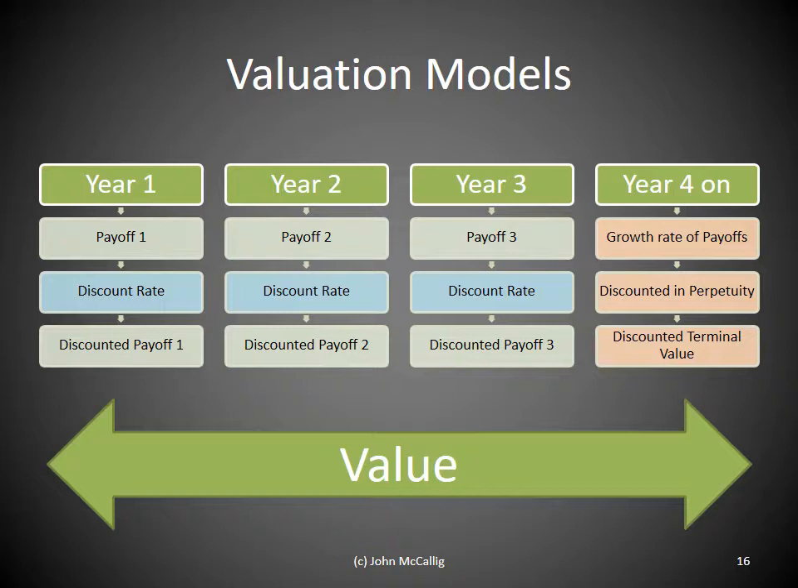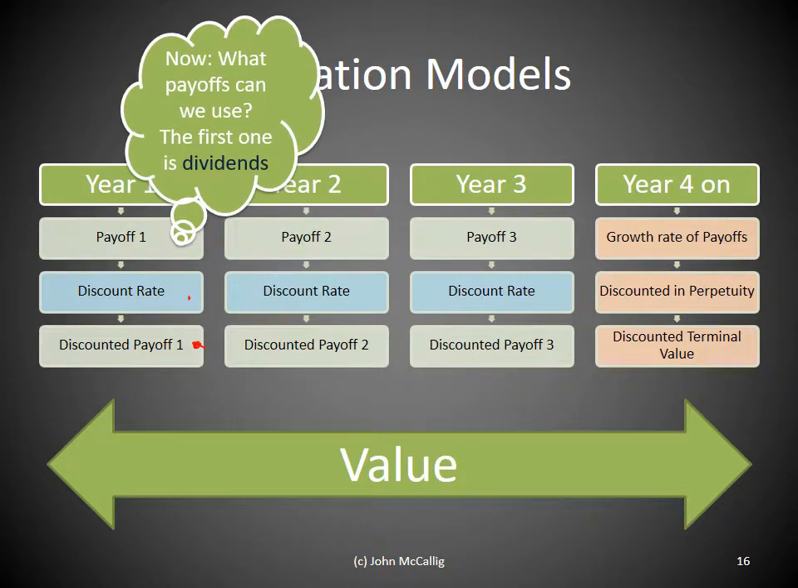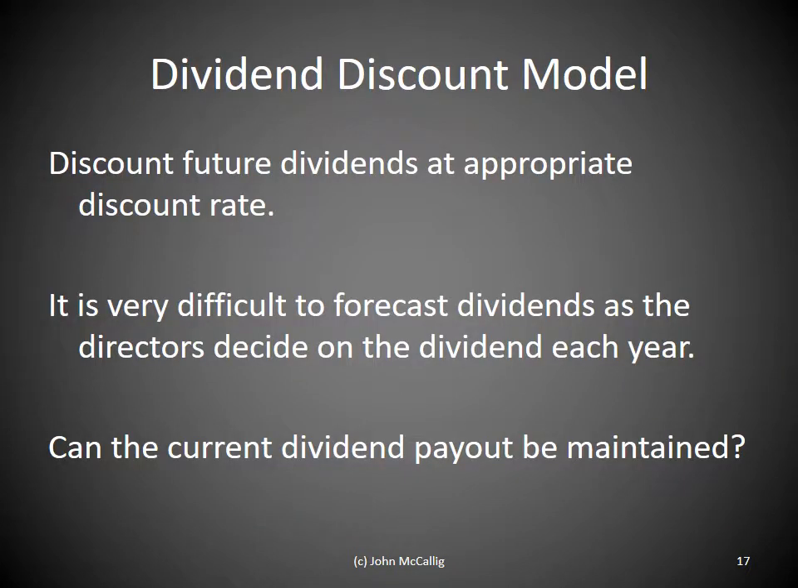Okay, so we now have discounting rates and we now know how to discount things. So the next thing we're going to look at is what payoffs we can use in this model. And the first payoff we're going to look at is dividends. Dividends are an interesting one to look at because according to finance theory, your payoff from holding an equity security is the dividends that you expect to receive in the future. So it's completely in agreement with finance theory.